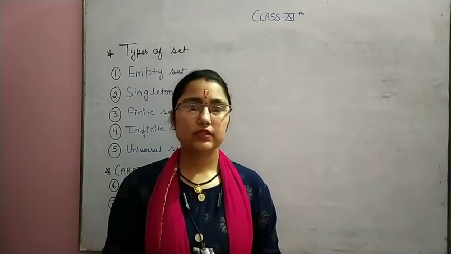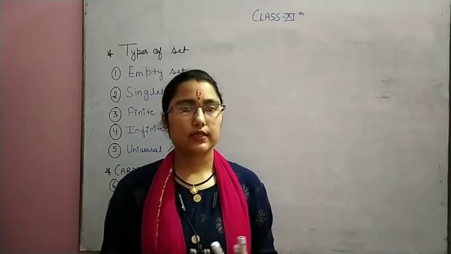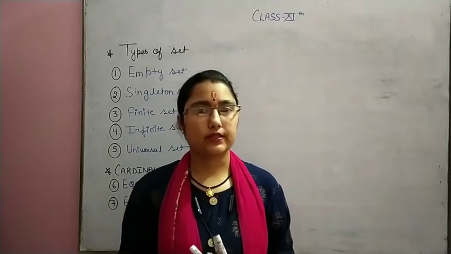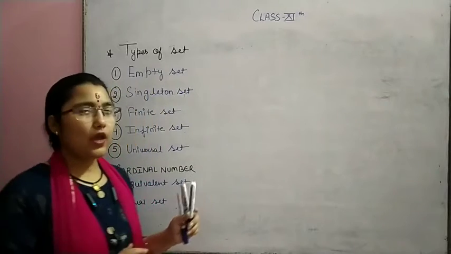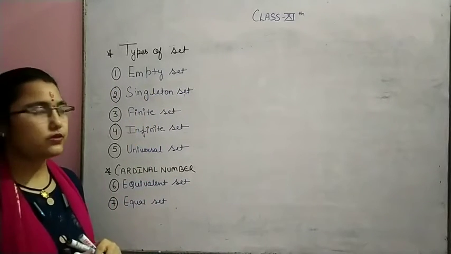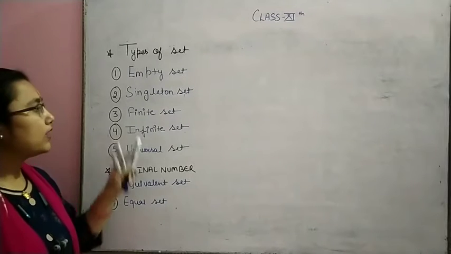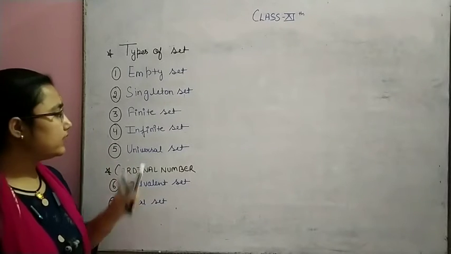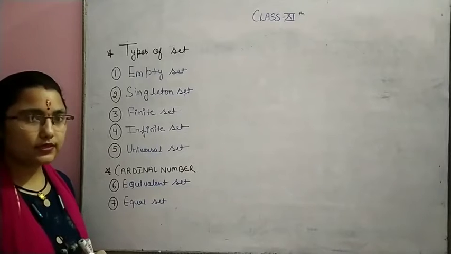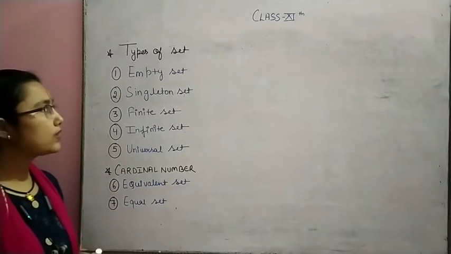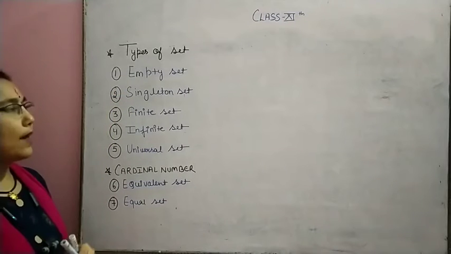Good morning everyone. Today we are going to start the second class of set, and in this class we have to discuss types of set. So let's begin. We have a total of 7 types of set. First is empty set, second is singleton set, third is finite set, then infinite set, universal set, equivalent set and equal set.